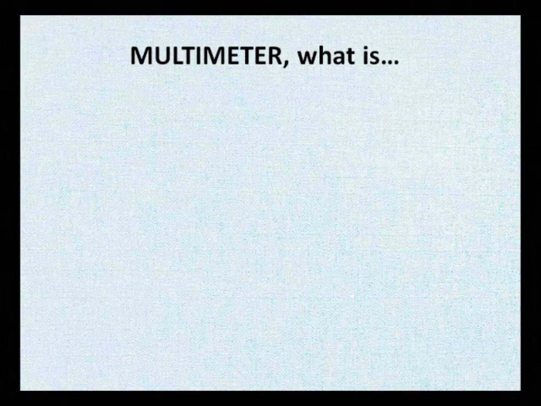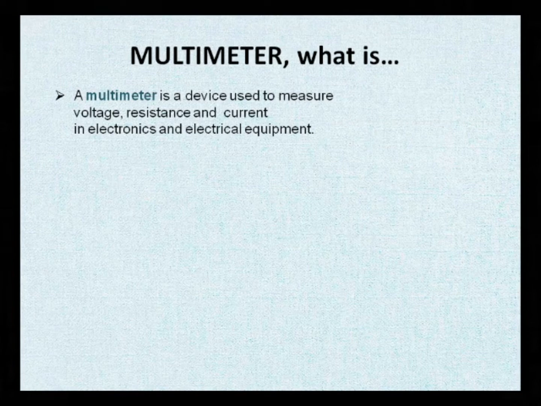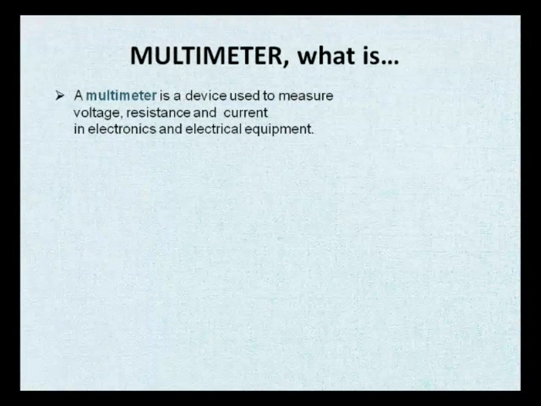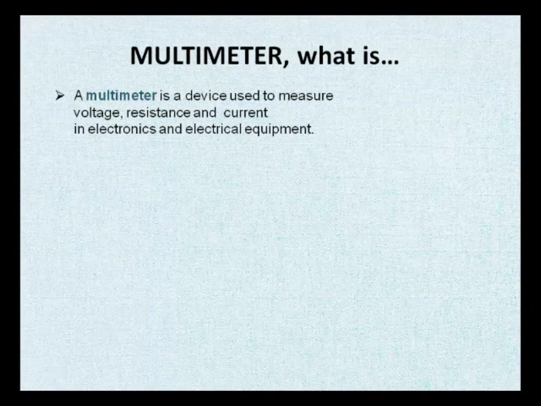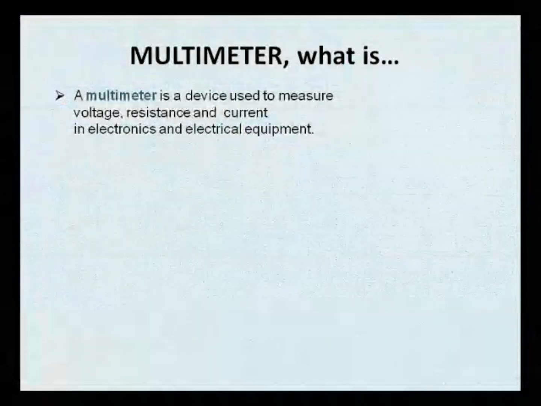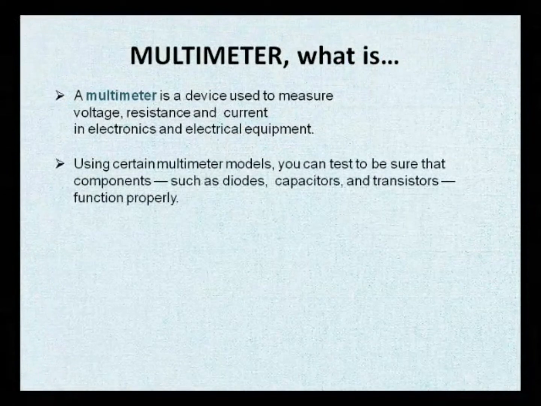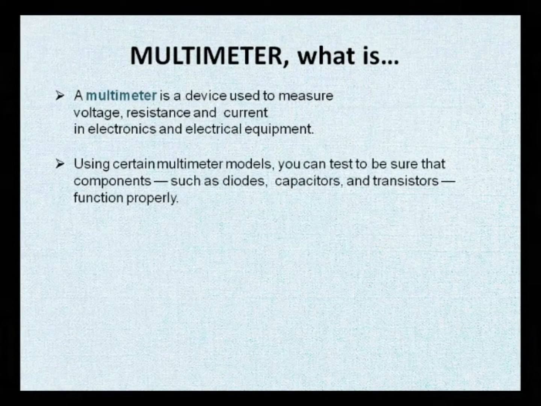All right, so a multimeter is a device used to measure voltage, resistance, and current in electronics and electrical equipment. The difference between a multimeter and a hammer is that a multimeter can do more than one thing. That's why it's called a multimeter. Using certain multimeter models, you can test to be sure that components such as diodes, capacitors, and transistors, and other devices function properly. Different meters for different objectives.